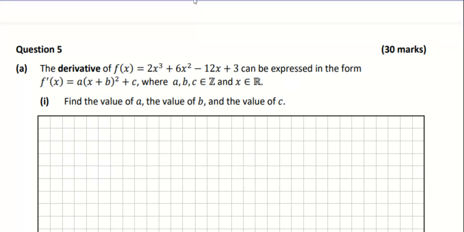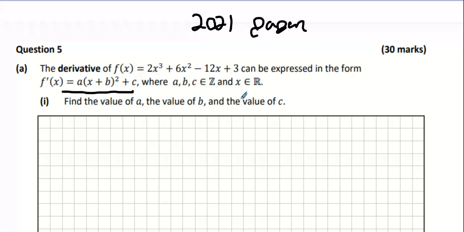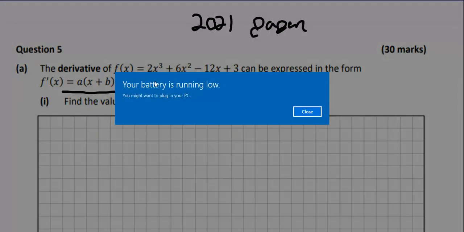We're going to have a look at this question here, question 6 on the 2021 paper, and this one's going for 10 marks. It says the derivative of this function can be represented in this form here. So first idea would be to actually get the derivative. The derivative would be the best choice to get some marks on the board.